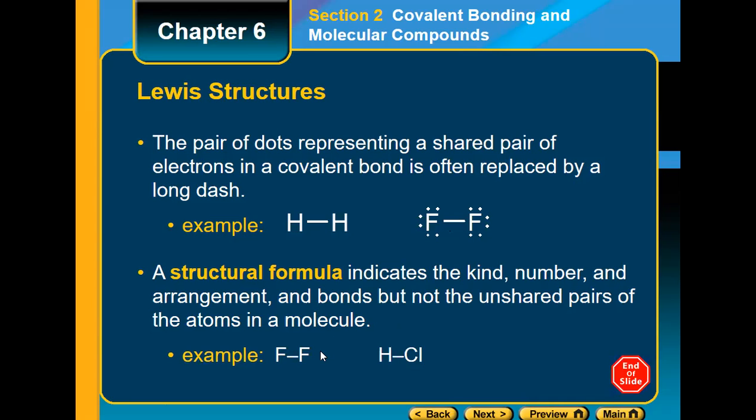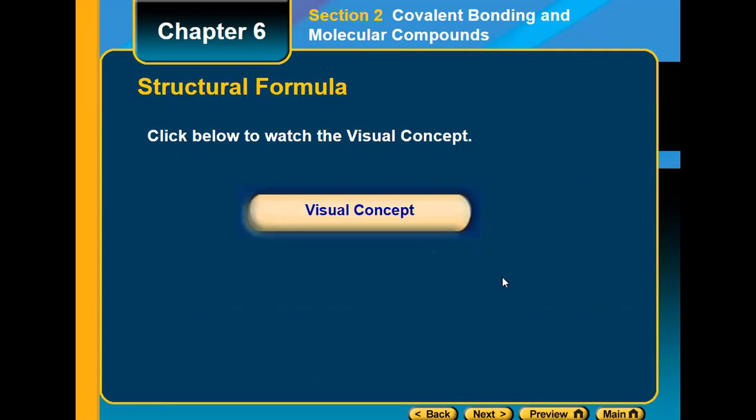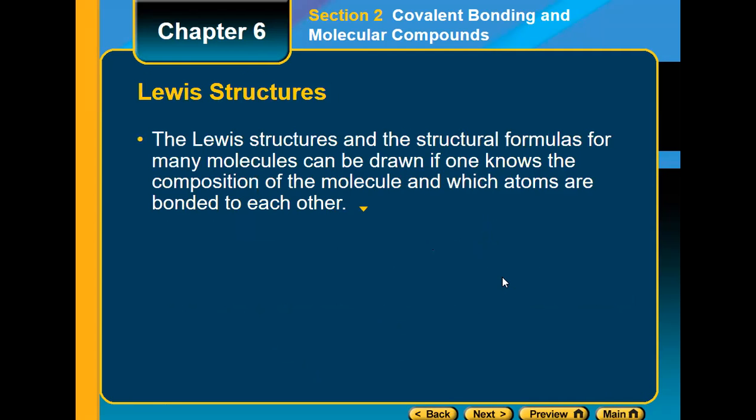So like this, we could express the bond between two fluorine atoms like F long dash F, instead of drawing the unshared electrons that surround the fluorine. So the structural formula indicates the kind, the number, and the arrangement of the bonds, but it doesn't represent the unshared pairs. That is the difference between the structural formula and the Lewis structure. Let's take an example, guys.